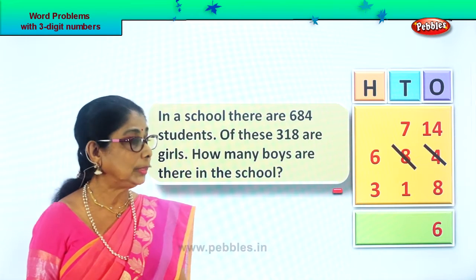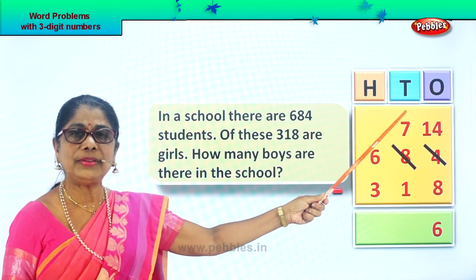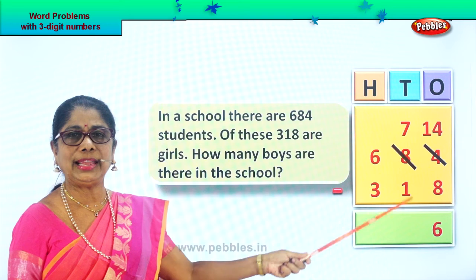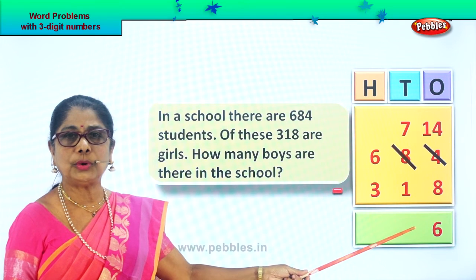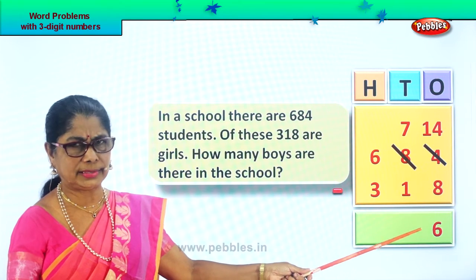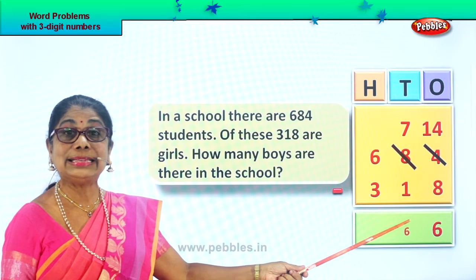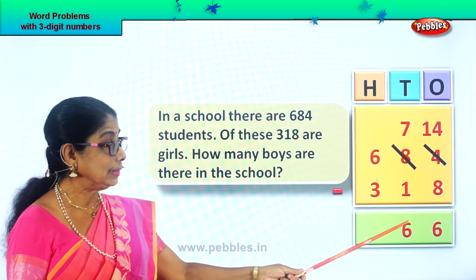Okay? Now we go to the tens place. 7 minus 1. 7 take away 1. What is 7 take away 1? 6. So we write 6 in the tens place. 7 minus 1 is 6.